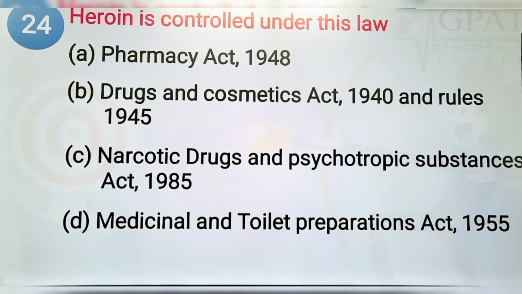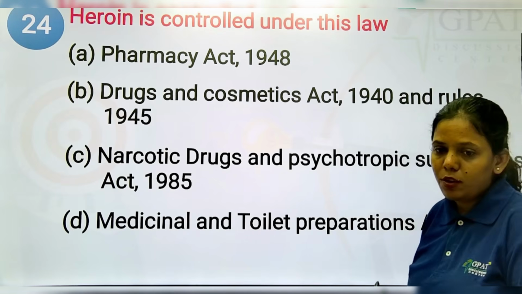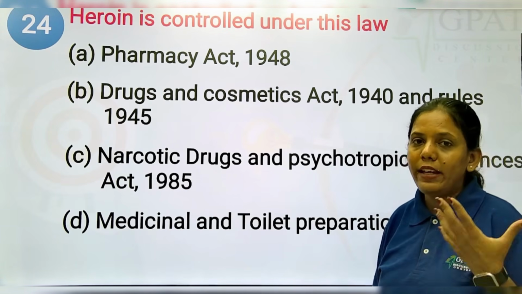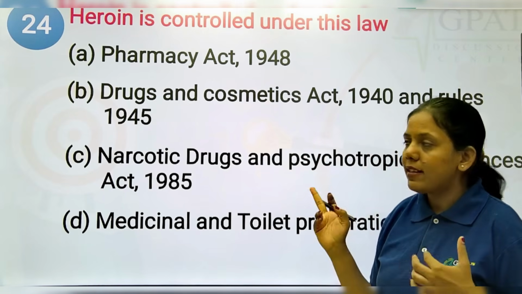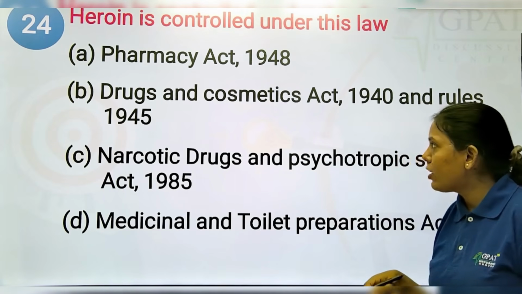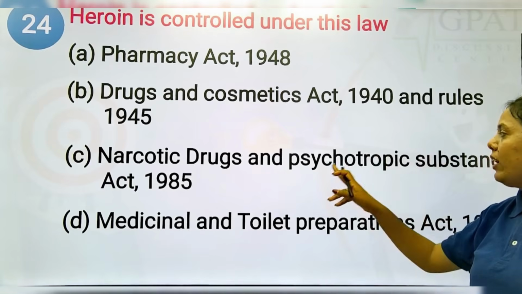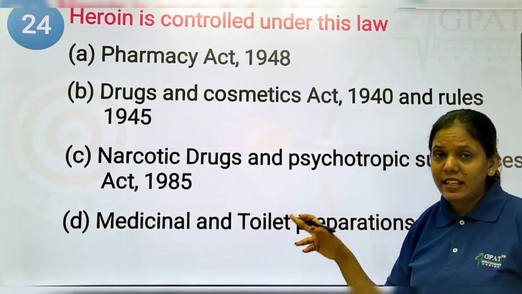Next is heroin, which is controlled under this law. It is a narcotic substance, you all know that. The Pharmacy Act 1948 does not do anything with narcotic and psychotropic substances. Drug and Cosmetic Act 1940 and Rules 1945, no. Narcotic Drugs and Psychotropic Substances, yes.